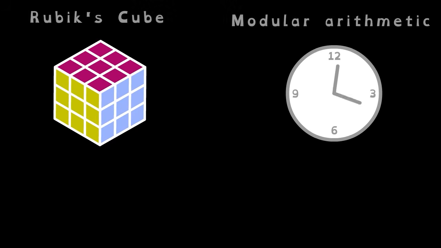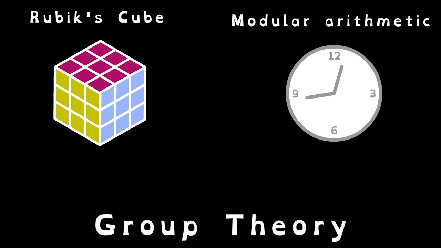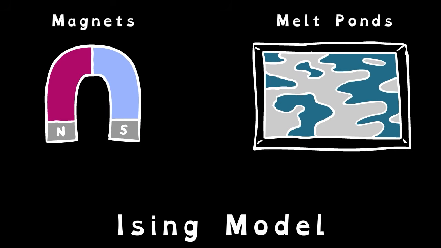One of my favorite things about math is that seemingly unrelated topics have surprisingly deep connections. This video will talk about one of my favorites, the Ising Model, which, while introduced as a model for magnetism, has been used as a model for melt ponds in Professor Ken Golden's recent research.